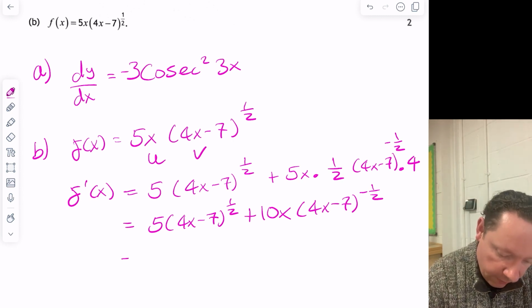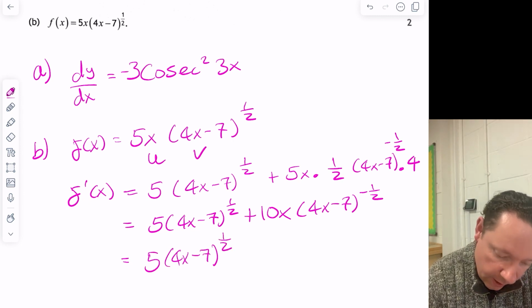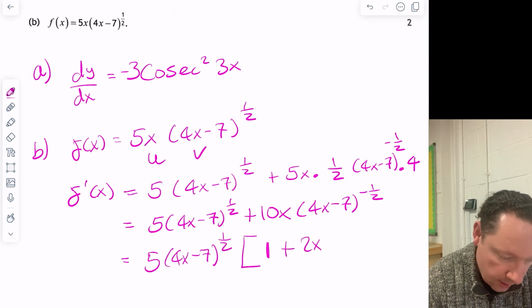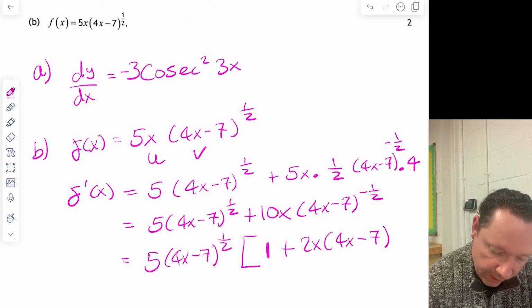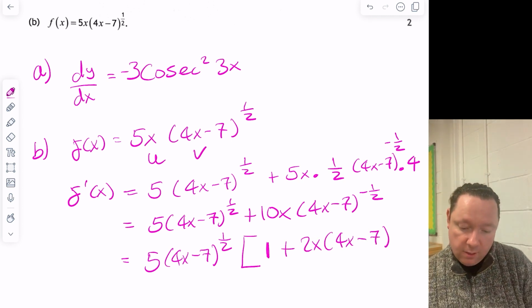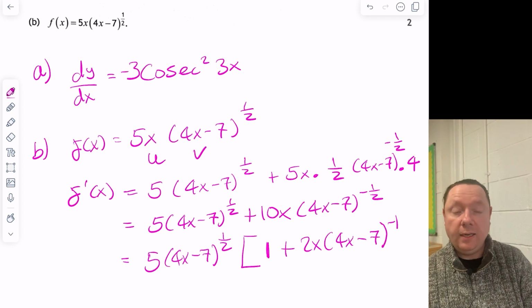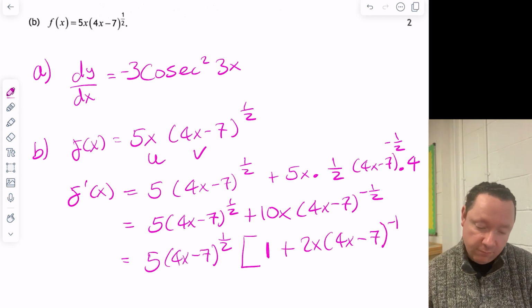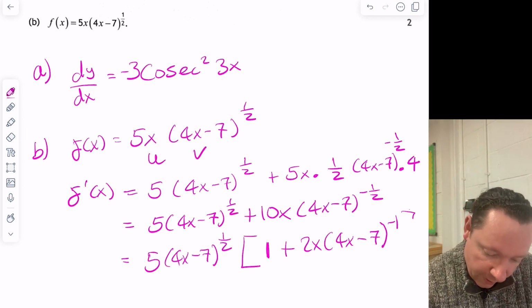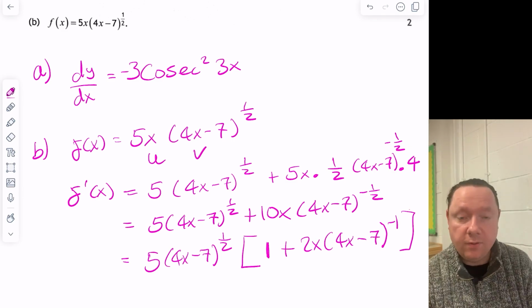I could do 5, 4x minus 7 to the half, or even to the minus a half if you prefer. And that would give me just 1 plus 2x. And I would have 4x minus 7 still. And then I want to have a number which is minus 1. Half minus 1 is minus a half. So yeah, that's a little bit messy. So I think part B is fine.